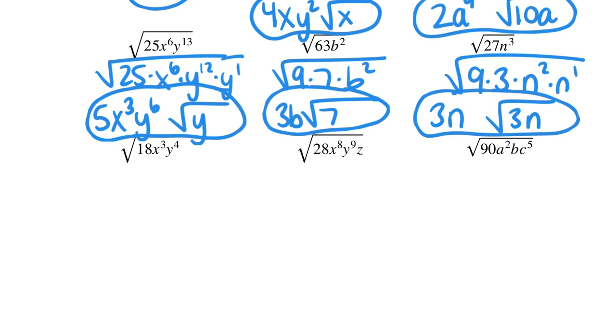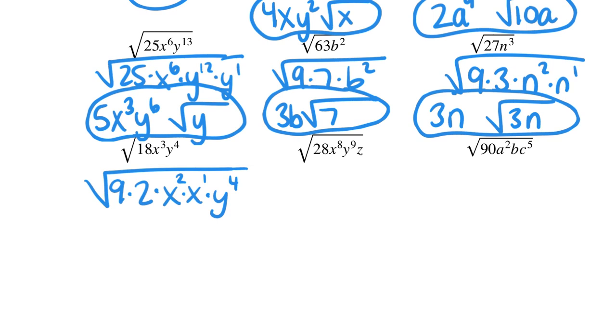18 x to the 3rd, y to the 4th. So break the 18 into 9 times 2, because 9 is a perfect square. Break the x to the 3rd into x to the 2nd times x. And then y to the 4th, 4 is already even. Square root of 9 is 3. Square root of 2, we don't know. Well, we do know it's like 1.4, but it's not a perfect square. The square root of x squared is x. That x needs to stay under there. Square root of y to the 4th is y squared.